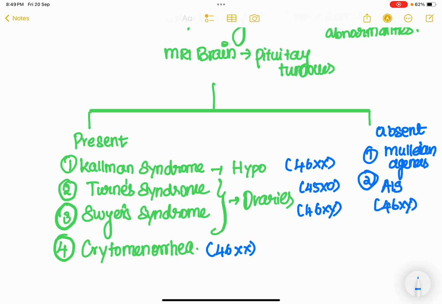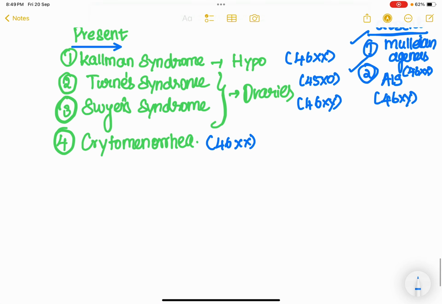When you do an ultrasound in these patients, you can see absence of uterus. So primary amenorrhea with uterus absent is Mullerian agenesis and androgen insensitivity syndrome. Again, Mullerian agenesis is 46XX. Uterus present is Kallmann syndrome, Turner syndrome, Swyer syndrome, and cryptomenorrhea.